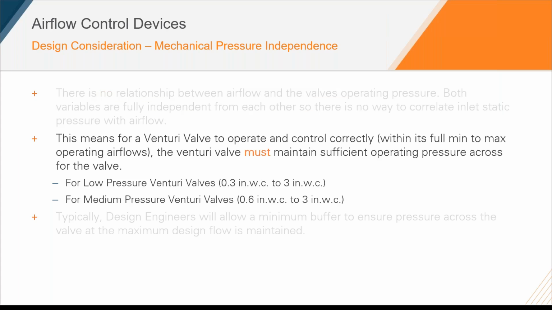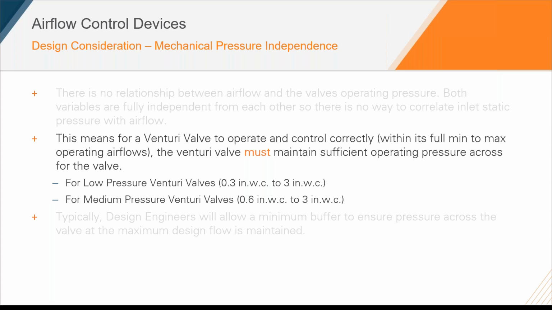So for a venturi valve to operate and control correctly and accurately within the full minimum to maximum scheduled airflow, the venturi valve has to maintain sufficient pressure across the valve. Again, as we mentioned, for a low pressure venturi valve, we're going to require at least 0.3 to 3 inches.